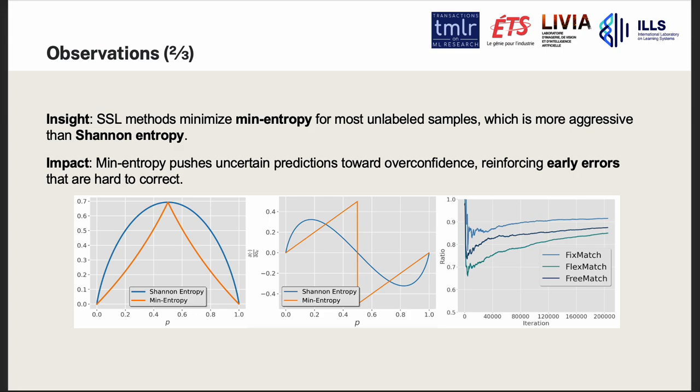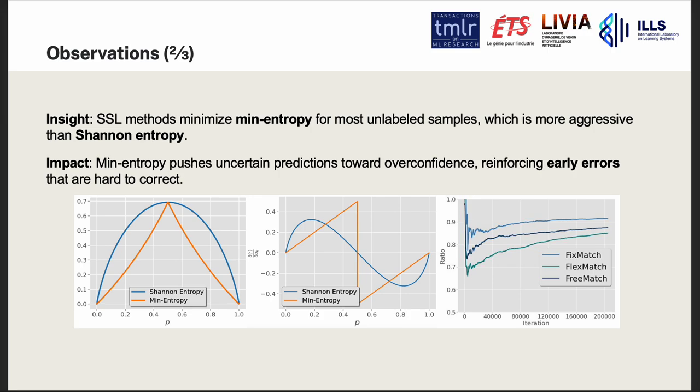In another observation, we found that pseudo-labeling minimizes min-entropy. This is crucial because SSL methods aggressively minimize min-entropy for most unlabeled samples, which is a stronger push than what's offered by Shannon entropy. To elaborate further, minimizing min-entropy pushes uncertain predictions towards overconfidence, reinforcing early mistakes that are challenging to correct. Compared to the Shannon entropy, the min-entropy is more aggressive in the gradient dynamics, particularly at the beginning of the training where most predictions are uncertain. This dynamic explains why pseudo-label SSL methods often exhibit worse calibration than their supervised counterparts.